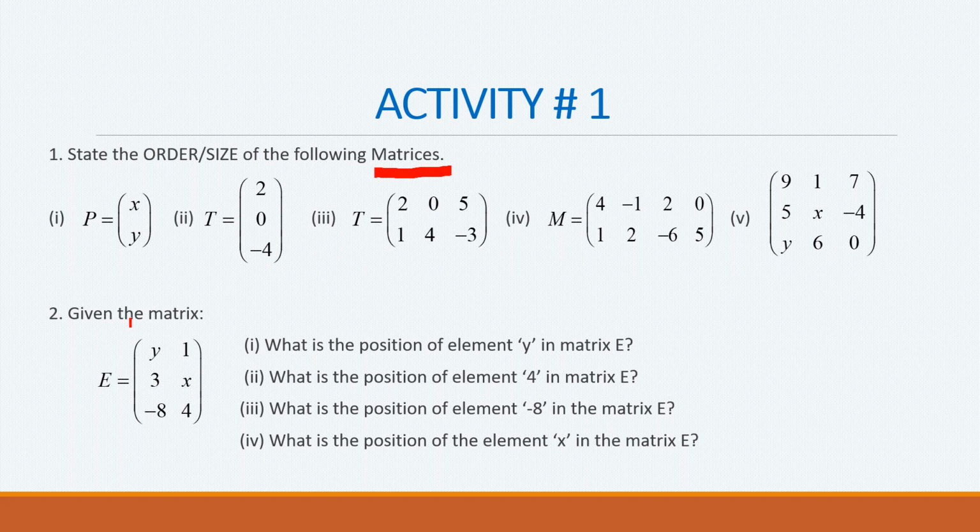All right, so given the matrix, number 2, given the matrix E, right, you're supposed to tell the position of the element Y, you're supposed to tell the position of the element 4, you're supposed to tell the position of the element -8, and in 4, you're supposed to tell the position of the element X.